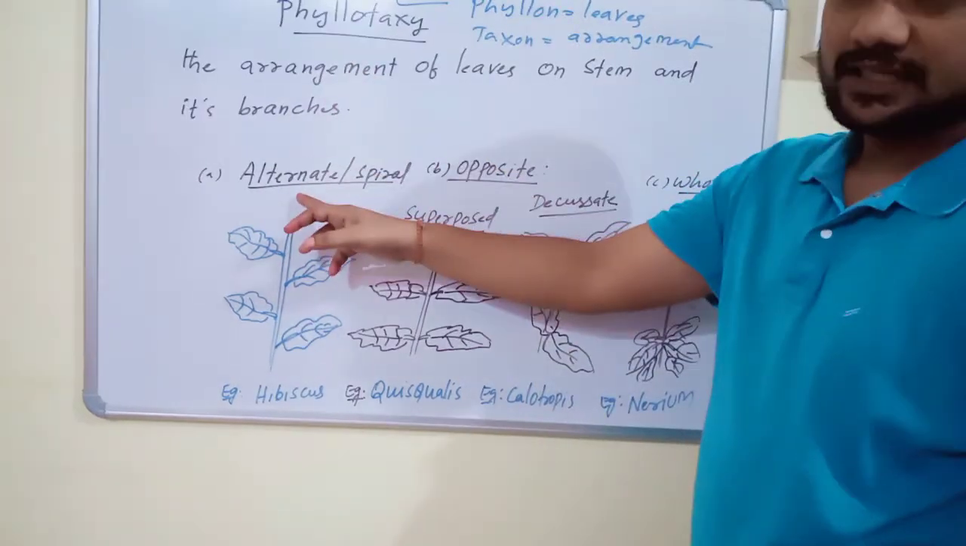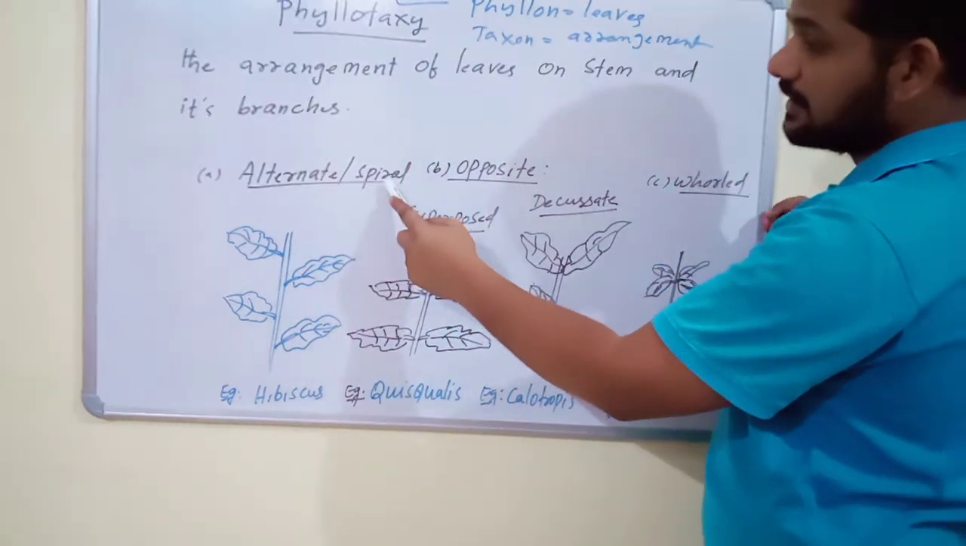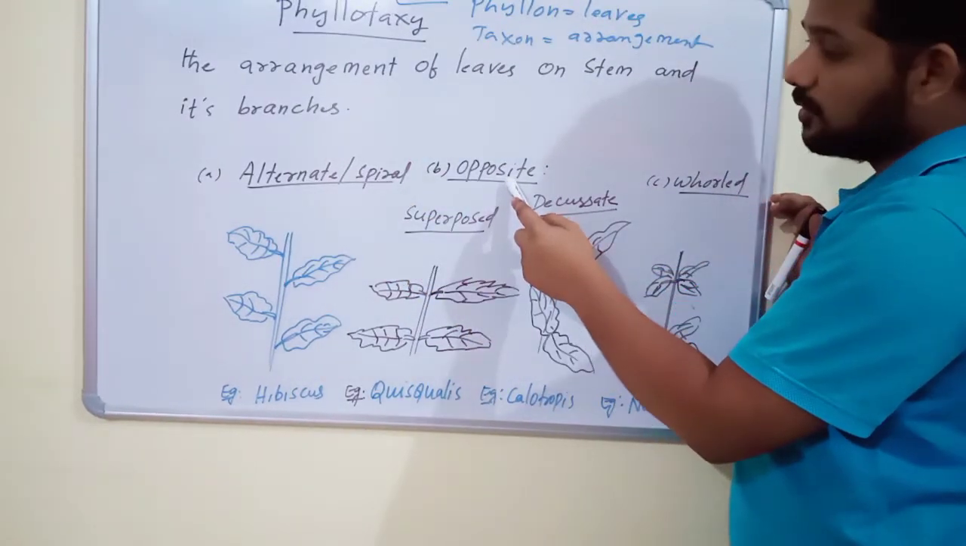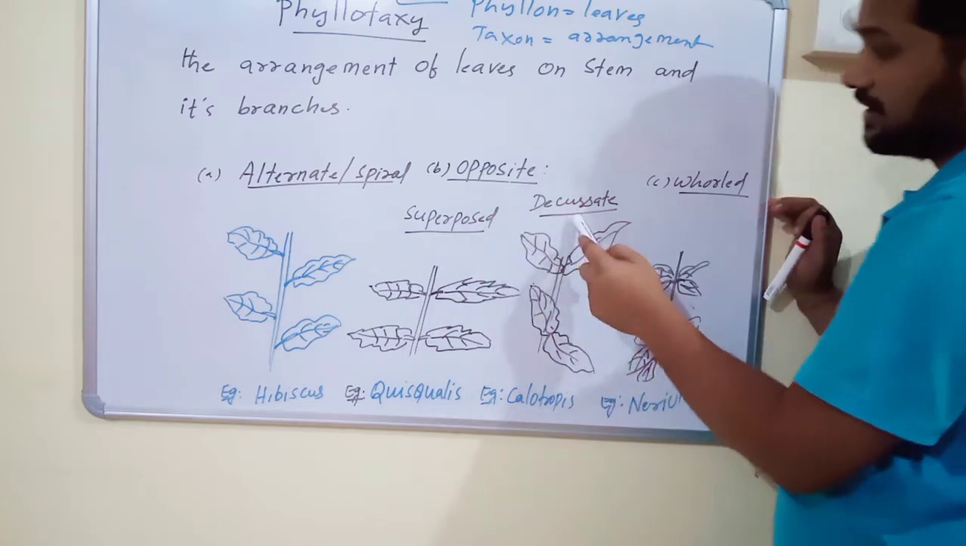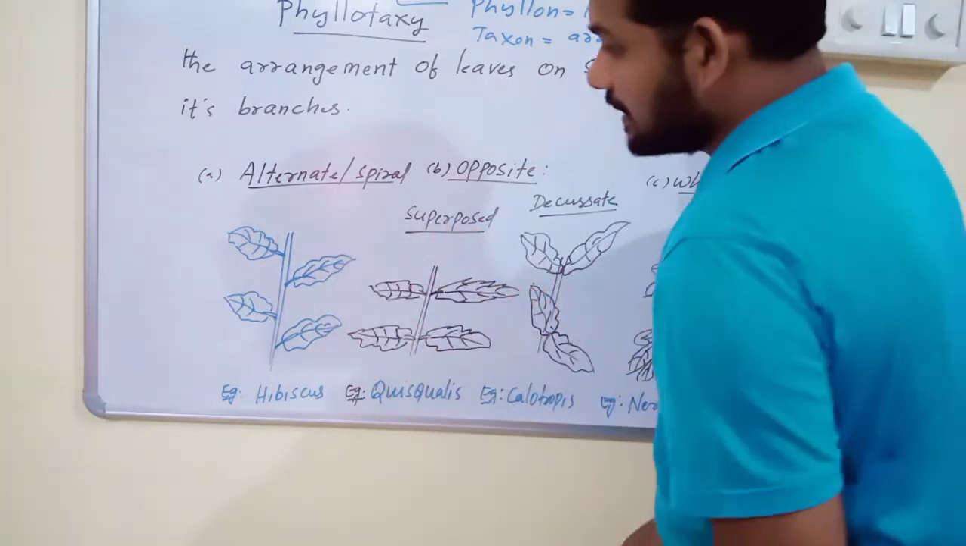Phyllotaxy is usually of three types. Alternate phyllotaxy is also called spiral phyllotaxy. Second one is opposite. Opposite is again divided into superposed and decussate. And third one is whorled phyllotaxy. The first one is alternate phyllotaxy.